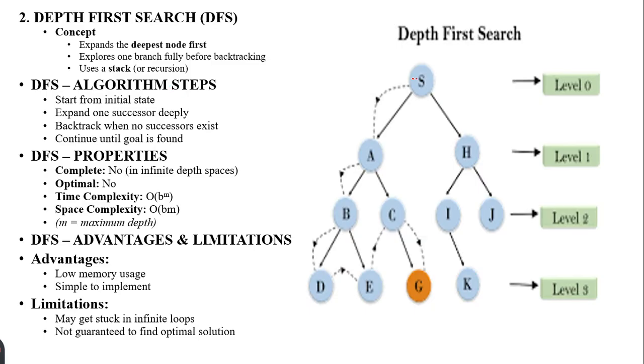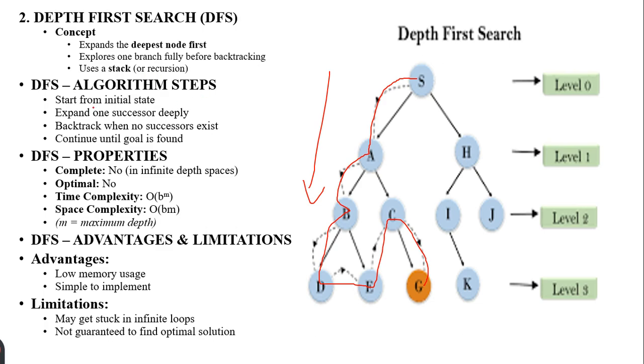What is DFS? You can see that first it will go to A, then B, then D, then E, A, C, G. So it will go in a depth-oriented manner in the structure. The concept is to expand the deepest node first, exploring one branch fully before backtracking. Use a stack or recursion.